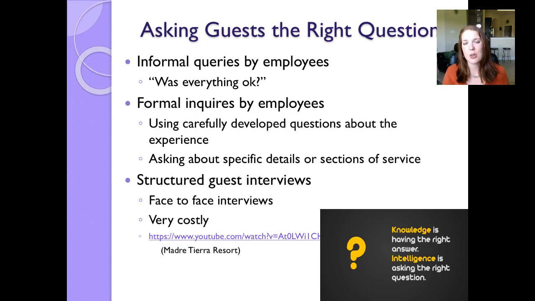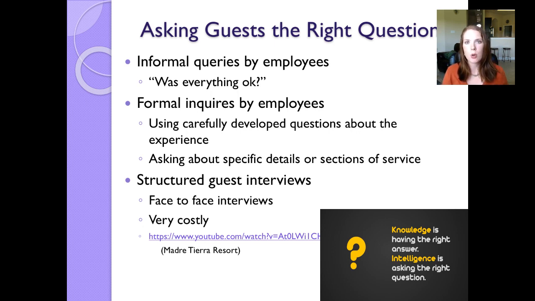And then the last way we can do this is actually just asking the guest, did we meet your standards? This can be done informally with simple things like, how was everything? Did you enjoy your stay? How was the food? Is the steak cooked correctly? And then you can get a little more formal with formal inquiries, and this could be more exact questions. Something along the lines of, was the smell in the guest room okay? Did you have a restful night? Was the bed very comfortable, right?